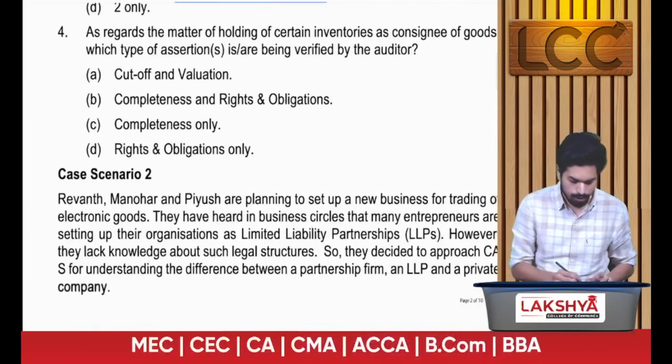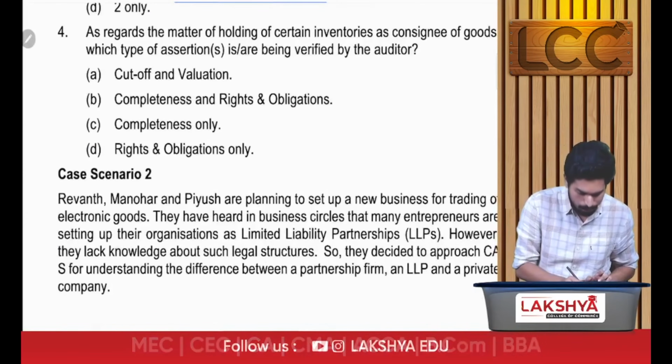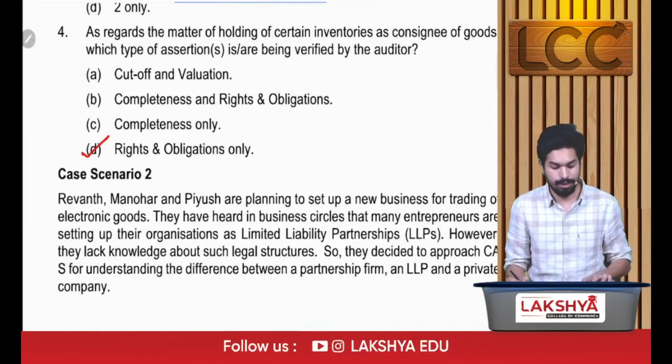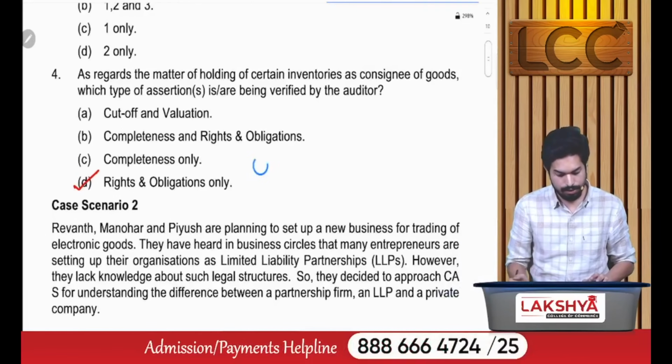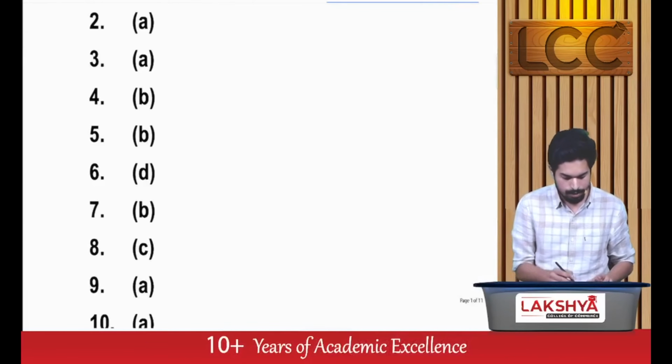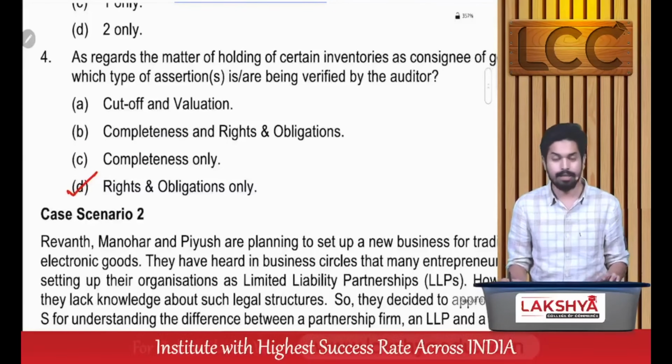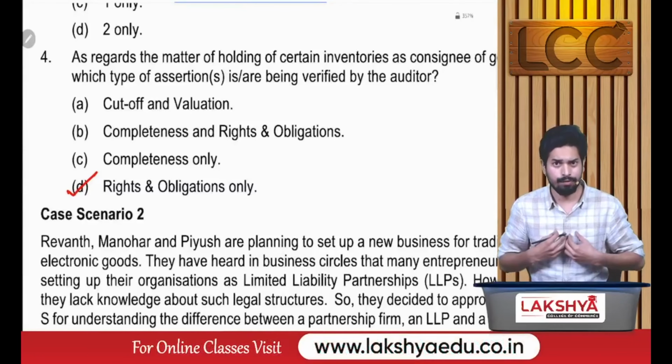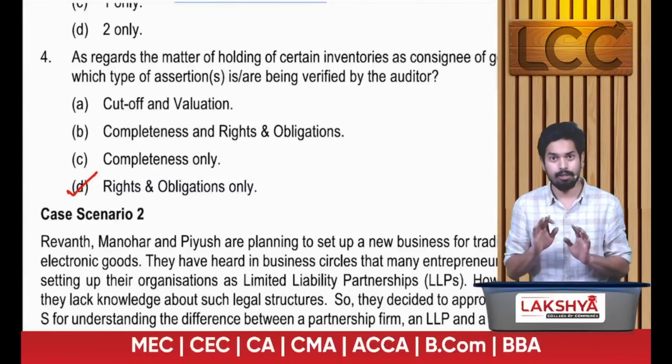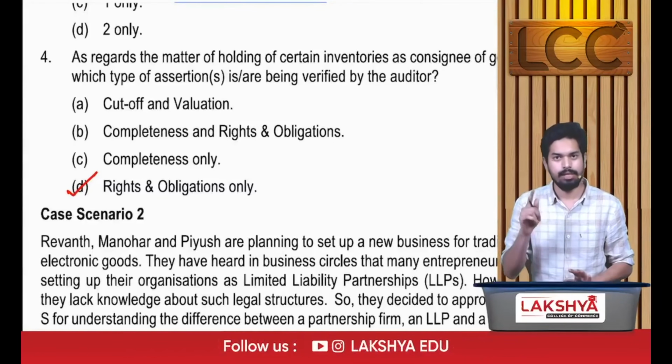So here the right option is D, rights and obligations. But if you check the ICAI suggested answer, the answer will be B, which is completeness and rights and obligations. But in my point of view, the answer should be D, rights and obligations only. This is subject to correction.